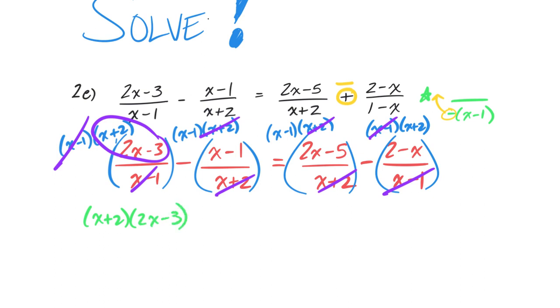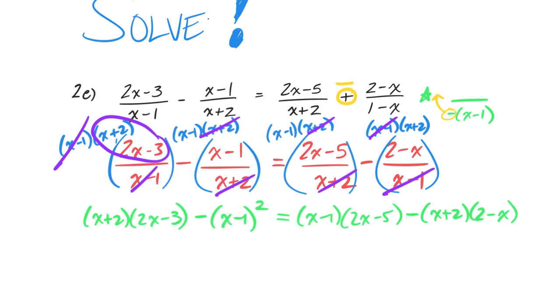My denominator is gone. The x minus 1 times x minus 1, so I'm going to square it. The x minus 1 times a 2x minus 5. And an x plus 2, oops, I forgot my subtraction. And I need to subtract my x plus 2 times my 2 minus x. And there we go.